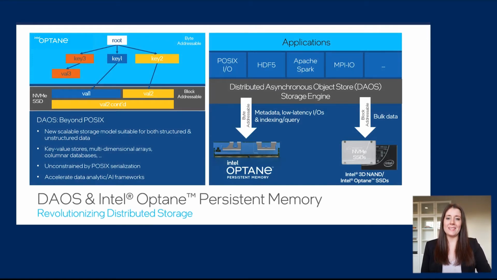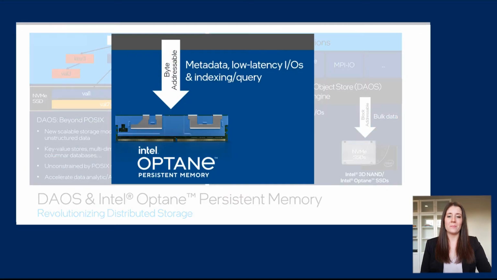Unlike SSDs, Intel Optane Persistent Memory offers low latency byte granular access, which means that applications can now access small pieces of data in parallel, free from the locking required by blocks. DAOS takes advantage of this by storing two different types of data in the persistent memory, metadata as well as small I/Os, which is defined by the DAOS policy engine.